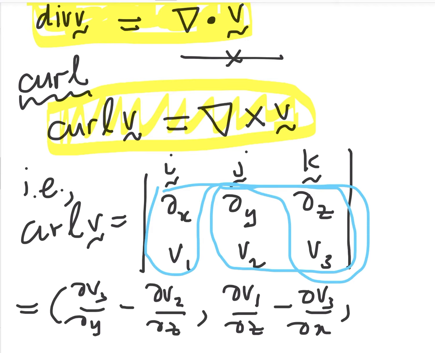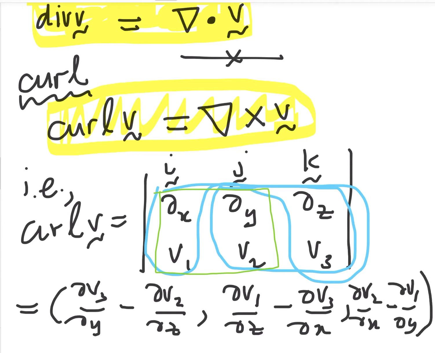And the last component is the determinant of this 2 by 2 matrix that I'm putting in that color there. So here it's the derivative of V2 with respect to x minus the derivative of V1 with respect to y. Let's close that back. That is the curl of a vector field V in 3 components spelled out.